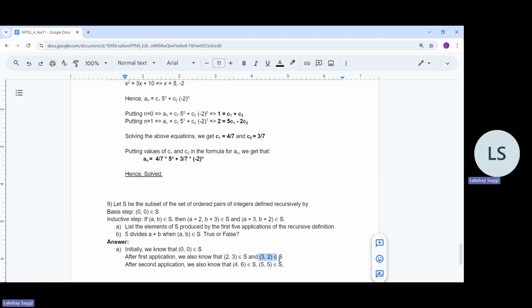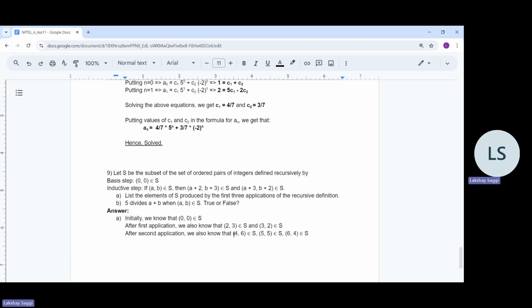Similarly, we also knew that (3, 2) belongs to S initially, before applying the second application. So putting A equal to 3 and B equal to 2, we'll get (5, 5) here, which we already obtained. But the second thing we'll obtain is 3 plus 3, which is 6, and this is 4. So we'll obtain (6, 4) also belongs to S. So these are the 3 new elements which we obtain on applying the second application: (4, 6), (5, 5), and (6, 4).